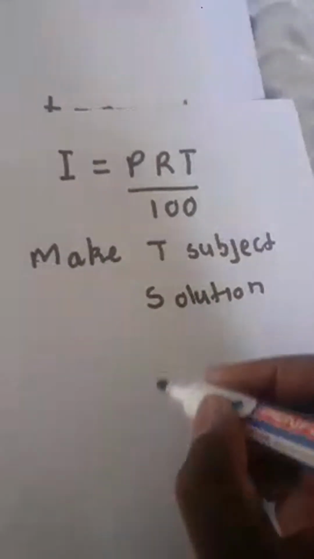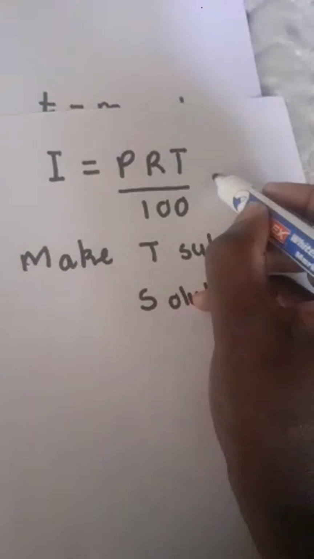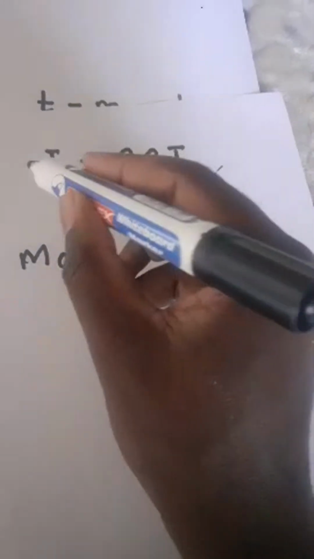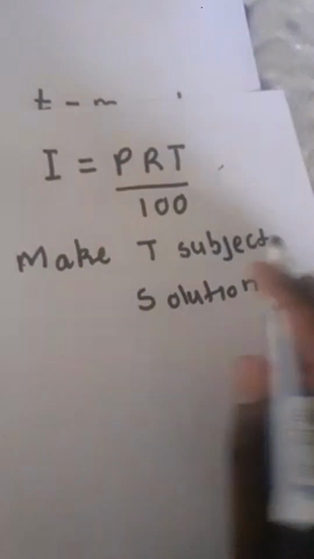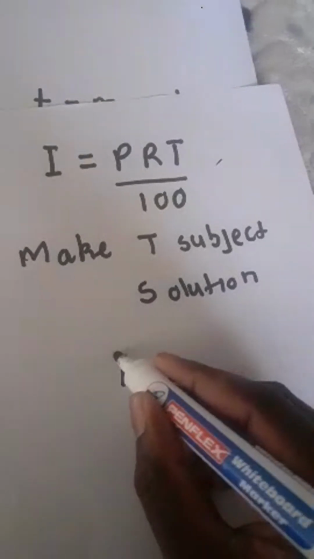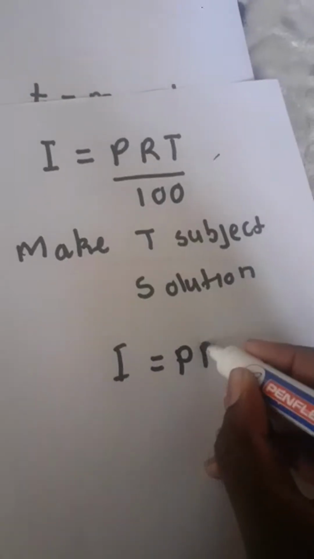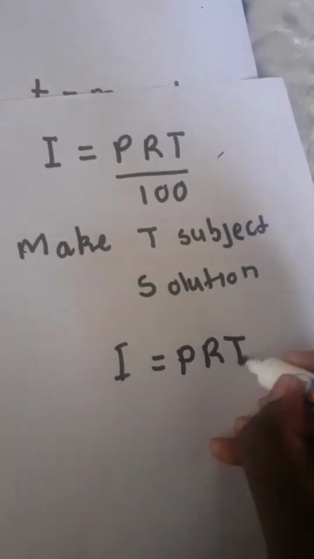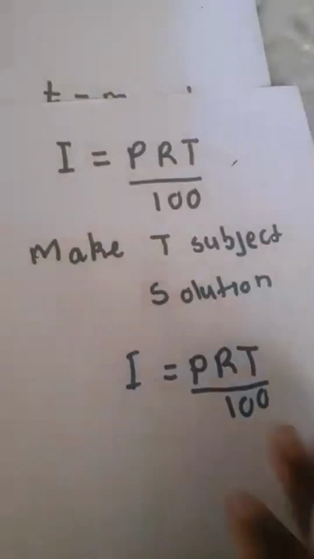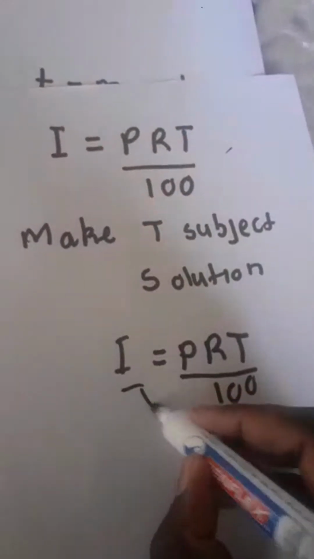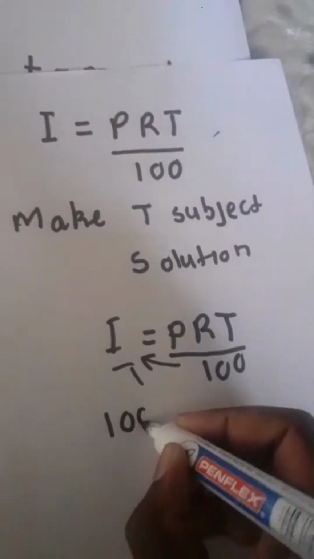Okay, so the best thing here, or the simplest method, was to multiply both sides by 100, or we could cross multiply. Are we together? So I is equal to PRT over 100. So I say let's cross multiply. This side is over 1. Then we're going to cross multiply.